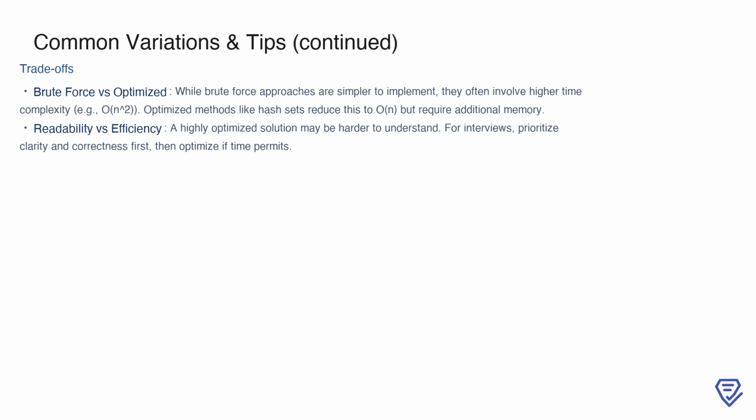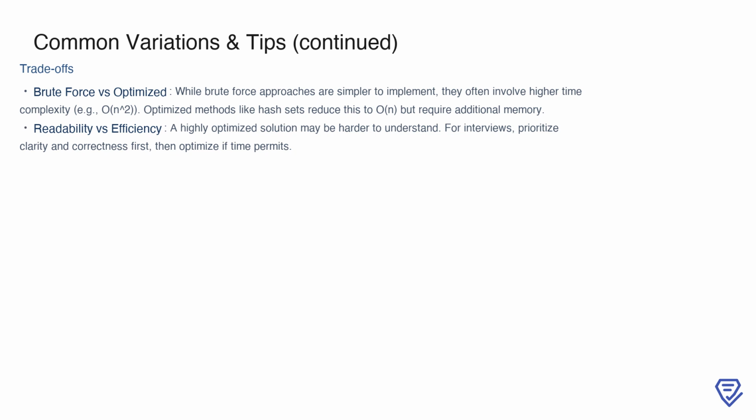When solving tree problems, it's important to weigh the trade-offs between different approaches. Brute force methods are often simpler to implement but come with higher time complexity. For example, repeatedly traversing the tree to check relationships might result in O(n²) time complexity. Optimized solutions, like using hash sets, reduce this to O(n), but may require additional memory.